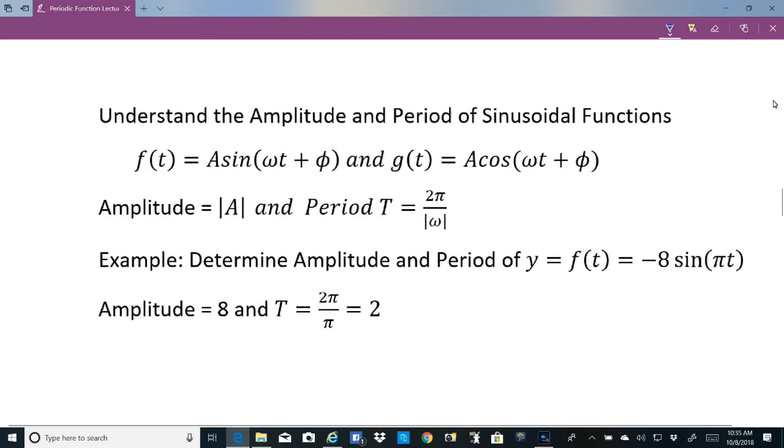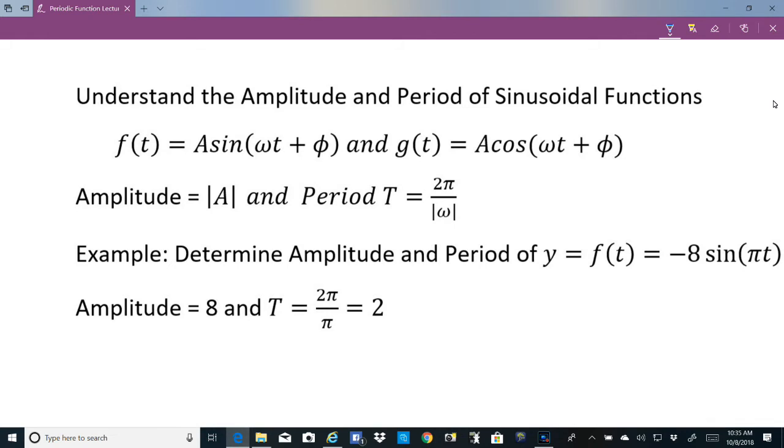Now let's look at the general sinusoidal functions and understand what we call the amplitude and period of sinusoidal functions. Here f of t is equal to a constant A times the sine of omega t. Omega is a constant, and A is a constant. This particular function will have a different period, which we'll see the equation for in a moment, and it's got an amplitude that's the absolute value of A.